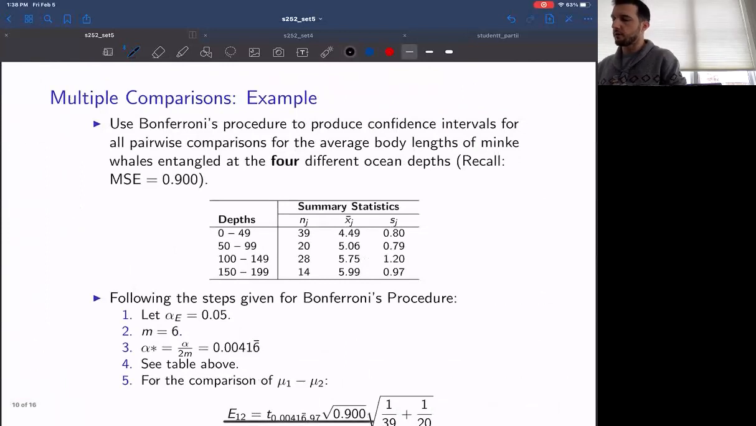Okay, so for the minke whale data set, we have the 4 population means. When we ran the ANOVA on the minke whale data, we found evidence that suggests that there is a difference among that set of 4 means. So our question is now, where does the difference lie?